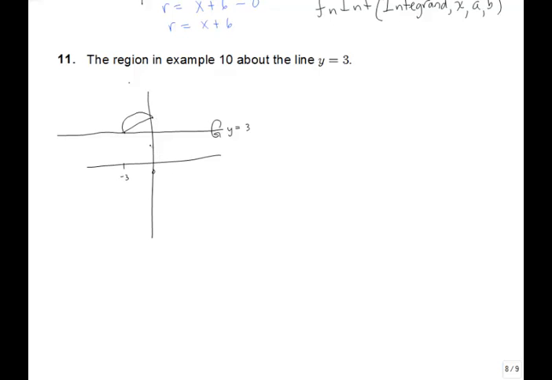Now how far down is it? We didn't actually calculate that, but since this was the parabola 6 minus 2x minus x squared, when x is 0, this is actually at a height of 6.